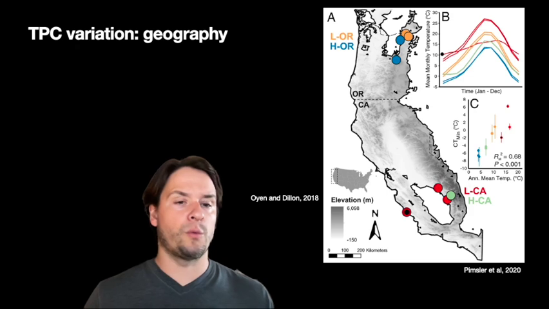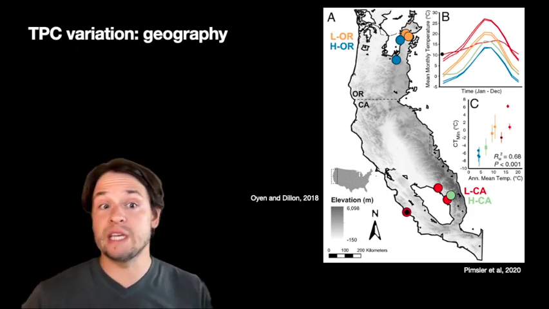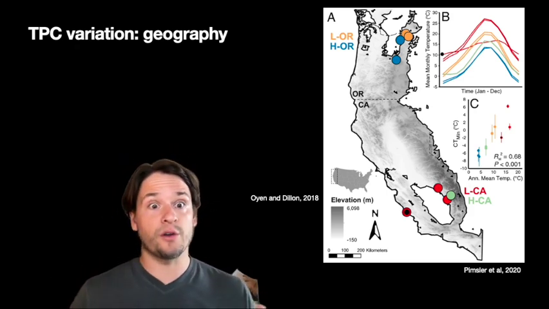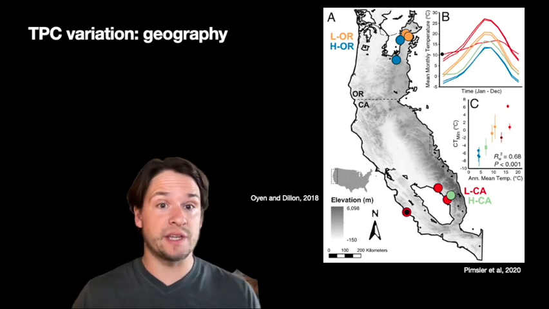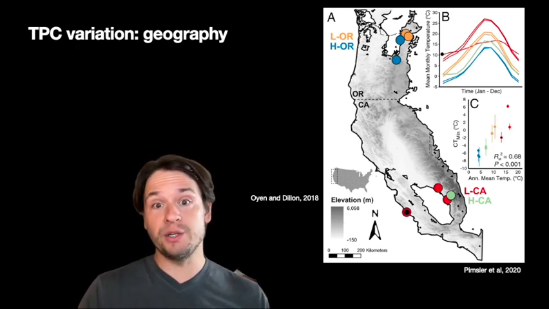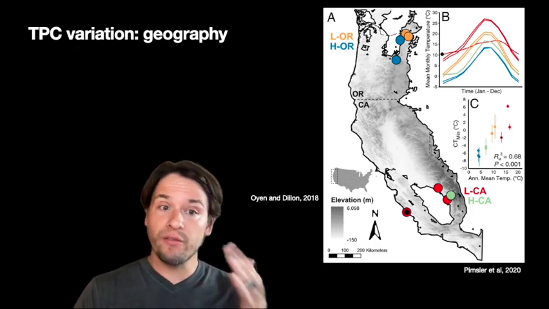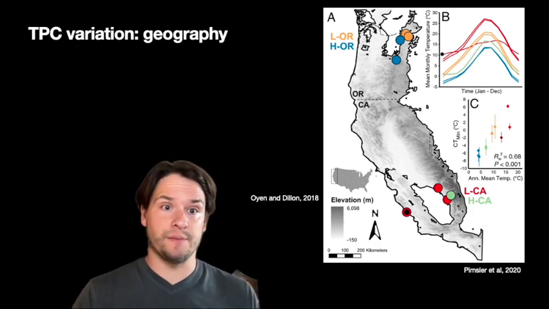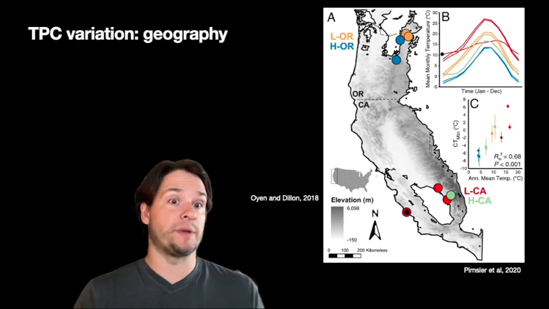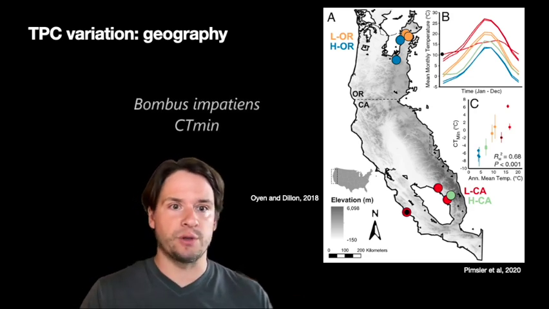And one thing that we also see is that these thermal performance curves, so these sort of dynamic responses to temperature, can actually change in many different ways. And one of those is they can change with geography. So they can depend on or be locally adapted to different local environments.